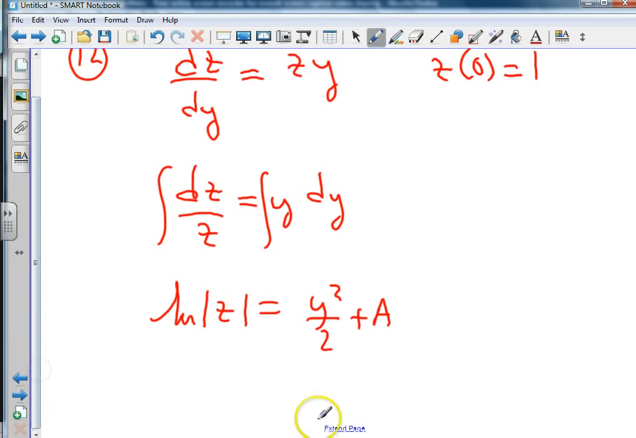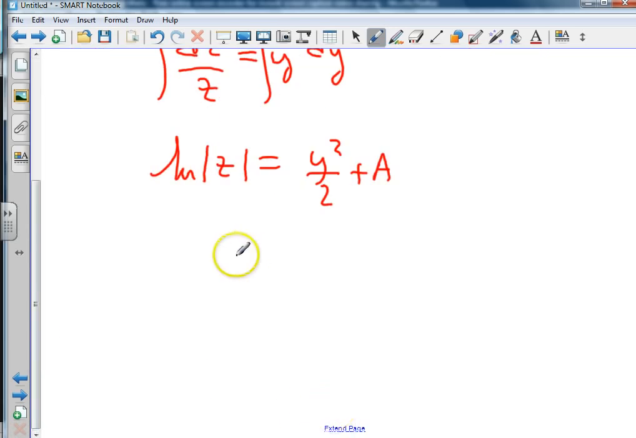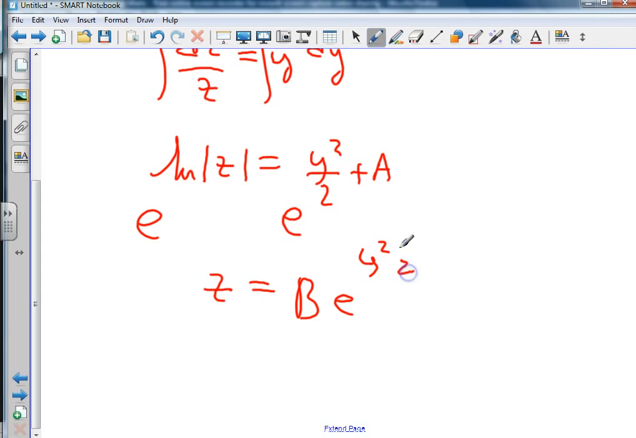Okay, now what are you going to do? Are you done? I want to get z alone if I can. This is a general solution, but I want z alone, and then I want the particular solution, if I can get it. I've got to figure out a or b or whatever I've got. So what do you do to both sides? Raise as powers of e, right? E to the... and you get z as a function of y is b e to the y squared over 2.